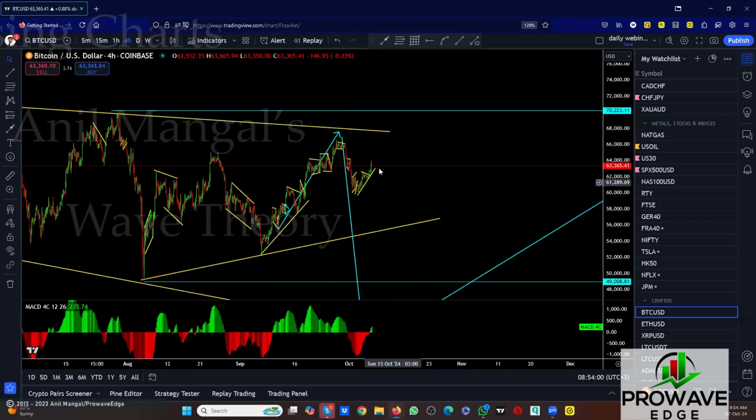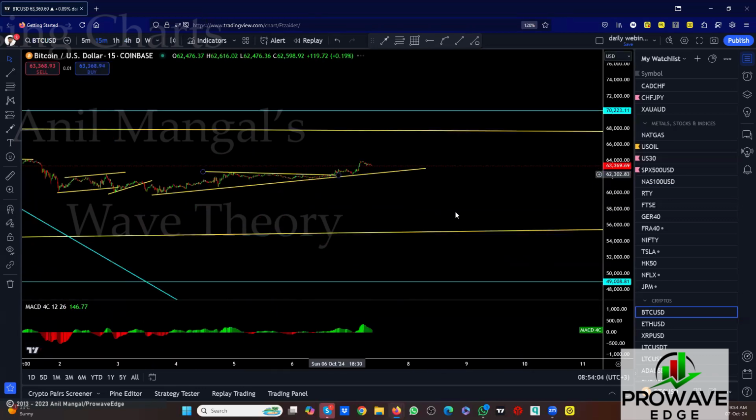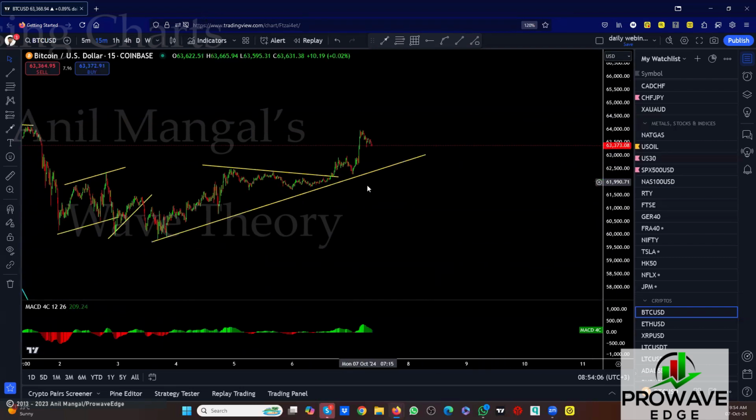But definitely you don't want to buy it there. Not a good idea. And it looks like it's coming down now. Let's see if that becomes a drop. You'd wait for it to drop some more, make a flag here, and then go for the sell if you want to sell it.